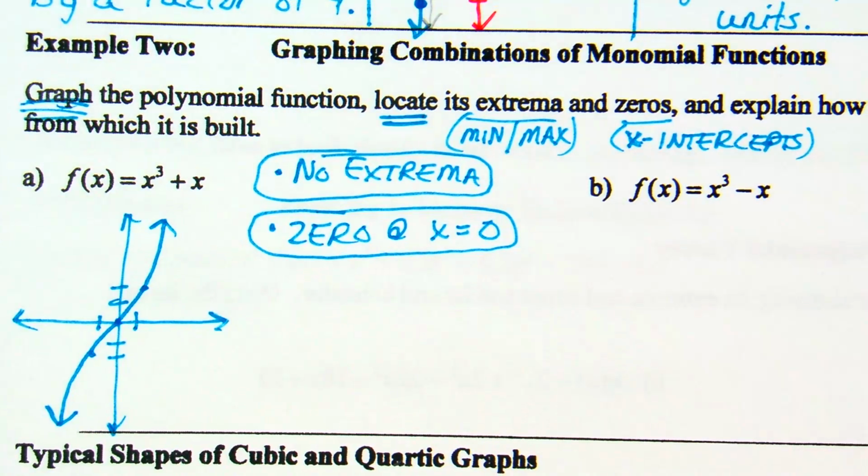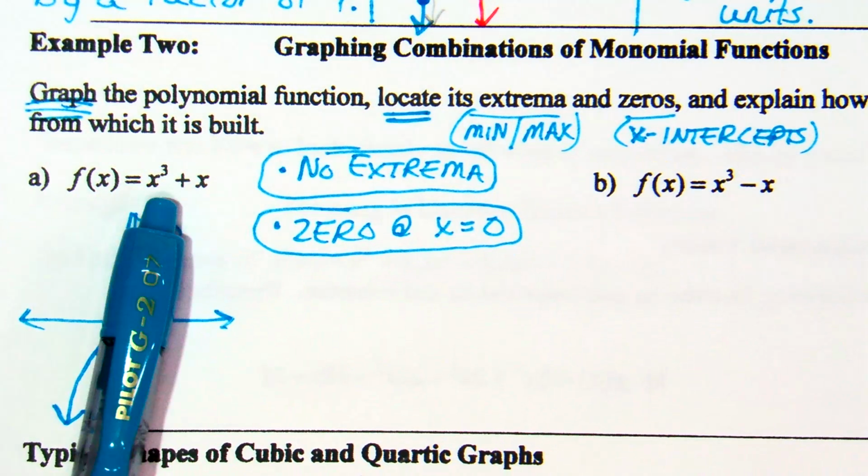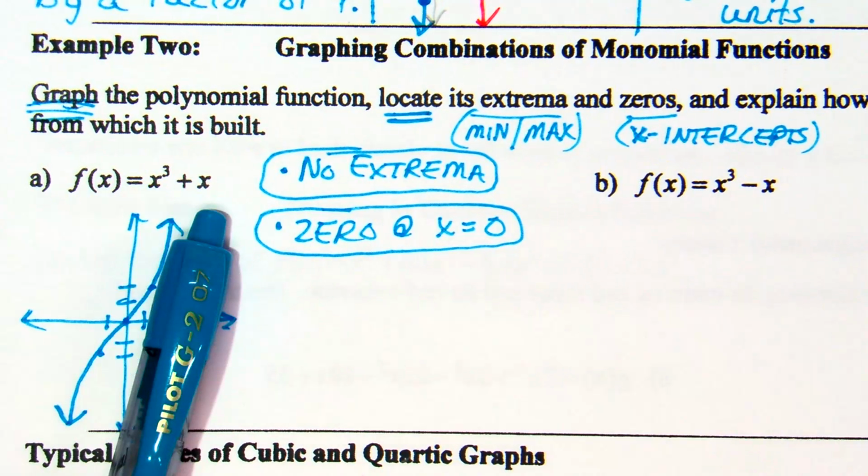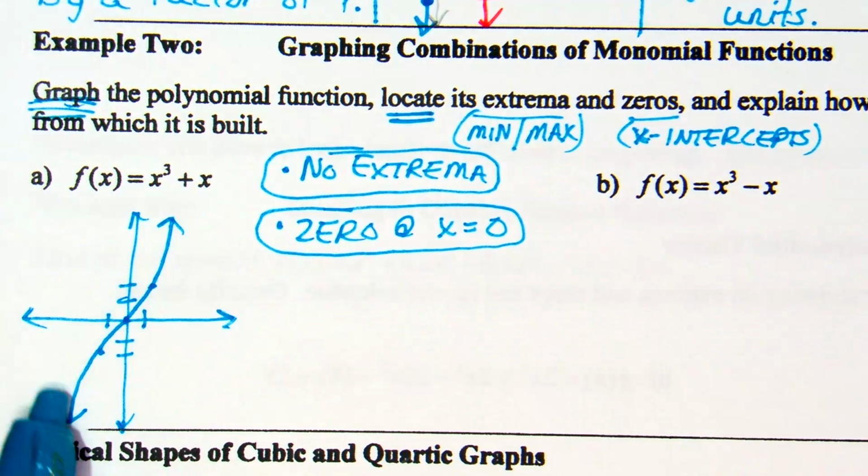Okay, the last thing we're being asked to do in this problem is to explain how it is related to the monomials from which it is built. So what do we say it's built from? It's built from x to the third and x. Now, is it pretty obvious how it relates to x to the third? It looks almost identical to x to the third, doesn't it? And this will appear more on the next one, but the other piece is y equals x.